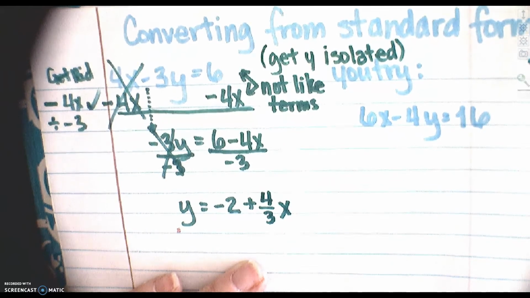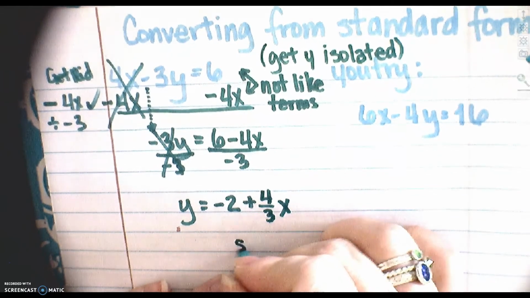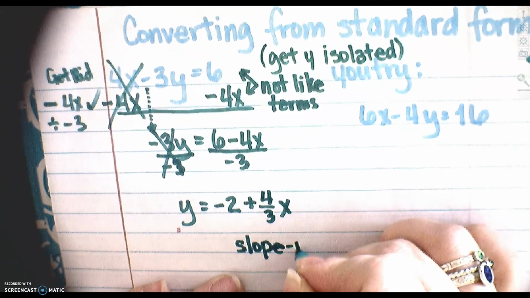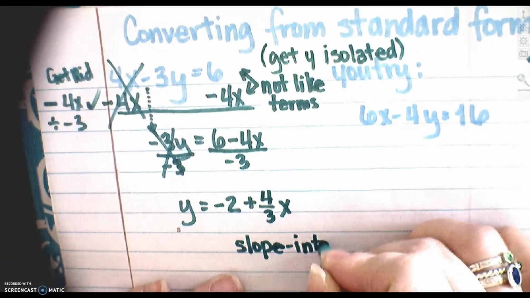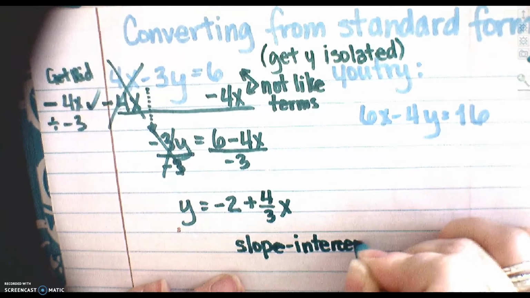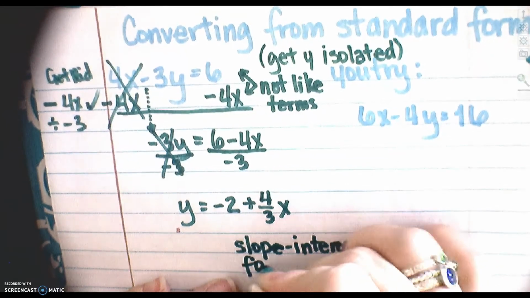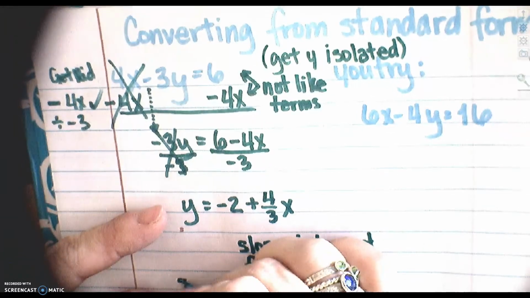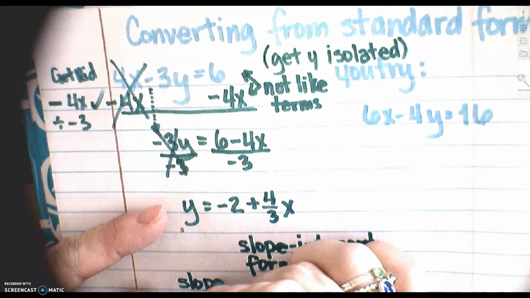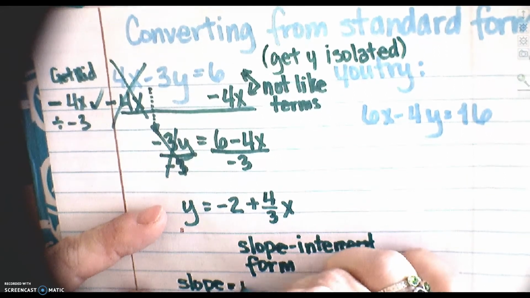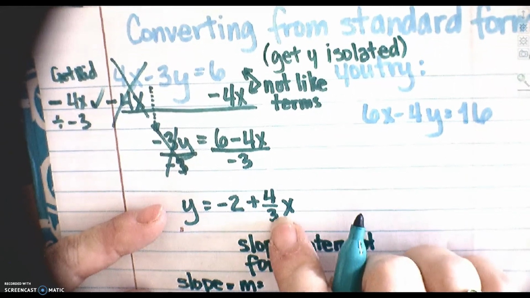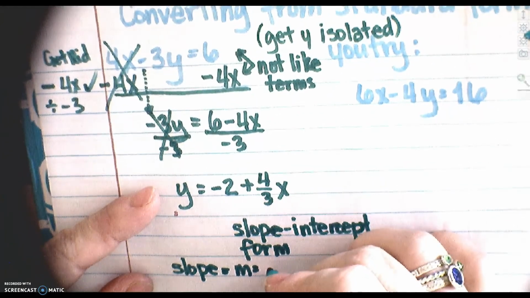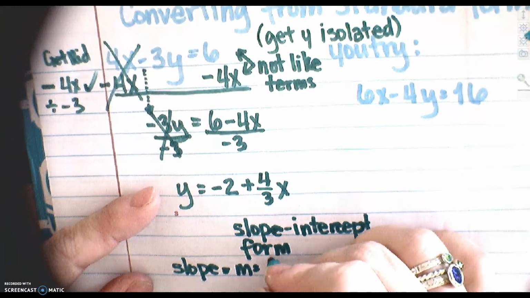And now we've done it. This equation is in slope-intercept form, and slope-intercept form is useful for graphing. Our slope, which we call m, is the coefficient of x, always the coefficient of x, which is 4/3.